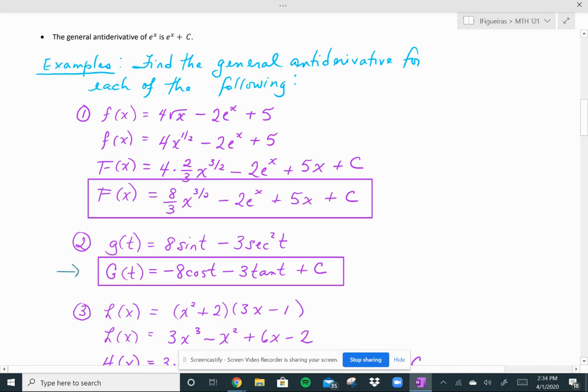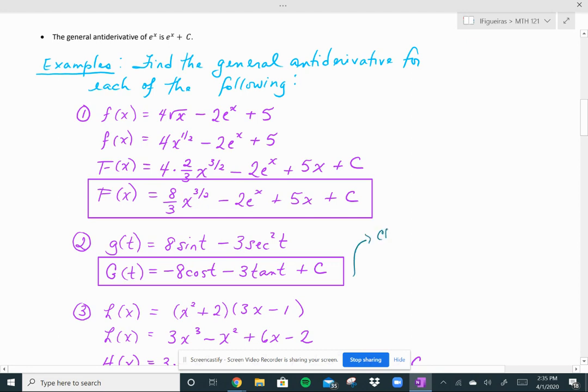The antiderivative of sine is negative cosine because the derivative of cosine is negative sine. My sine is positive, so in order for it to become positive, I have to put a negative in front. So I get negative 8 cosine of t minus 3 tan of t, because the derivative of tan is secant squared. Therefore, the antiderivative of secant squared is tangent, and then plus c.